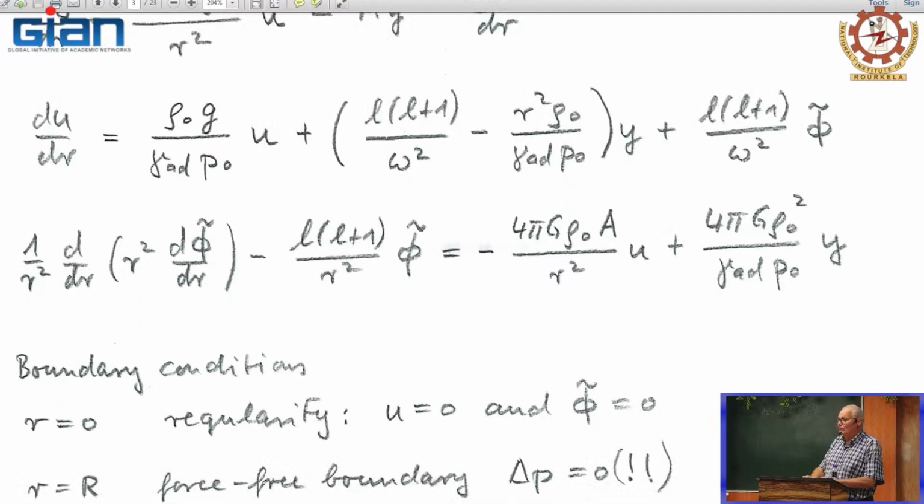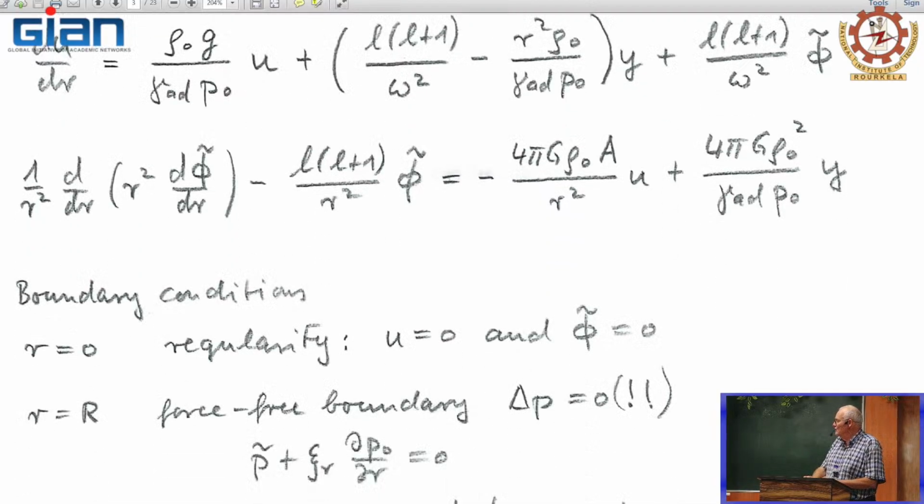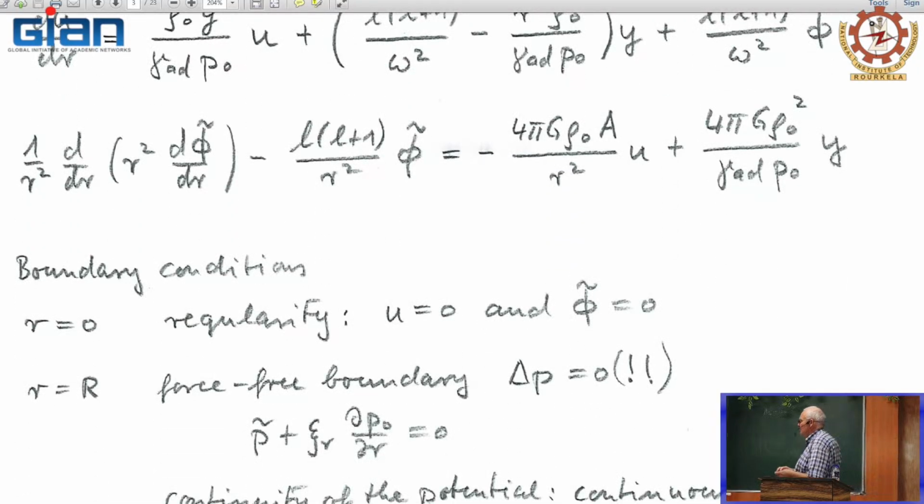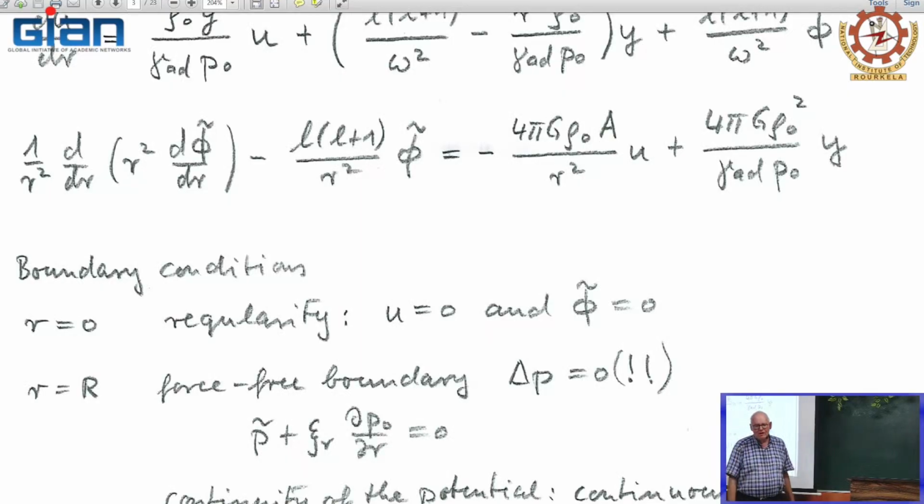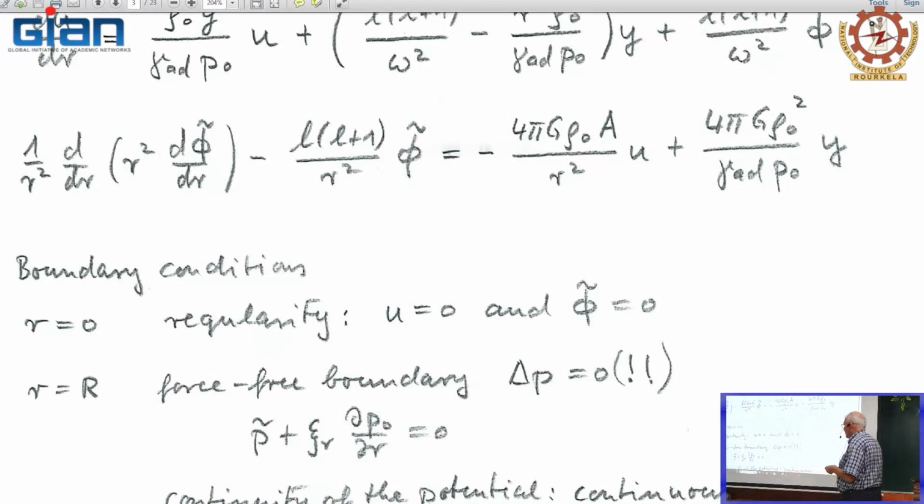Of course, we have to satisfy boundary conditions. At the center, we have the requirement, as usual, that we have regularity. That means here u has to be 0 in the center, and the Eulerian perturbation of the potential has to be 0 there. And at the boundary, we have, first of all, the condition that the boundary should be force-free.